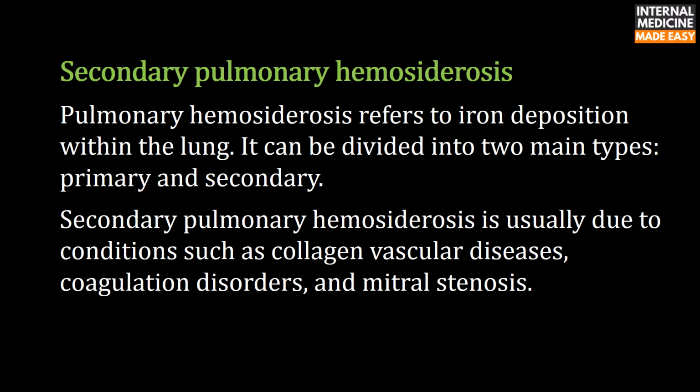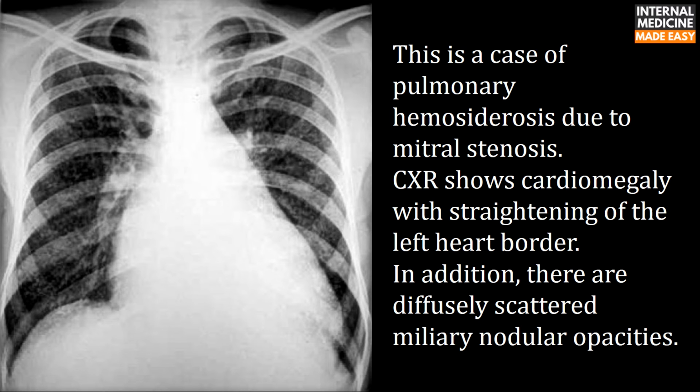Pulmonary hemosiderosis refers to iron deposition within the lung. It can be divided into two main types, primary and secondary. Secondary pulmonary hemosiderosis is usually due to conditions such as collagen vascular diseases, coagulation disorders, and mitral stenosis. This is a case of pulmonary hemosiderosis due to mitral stenosis.